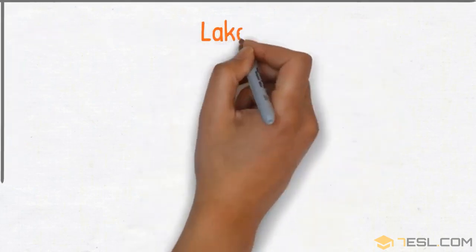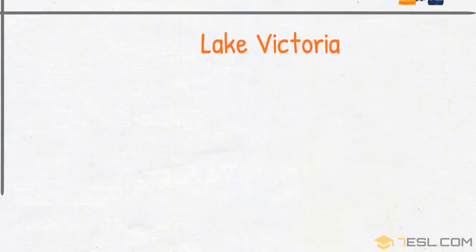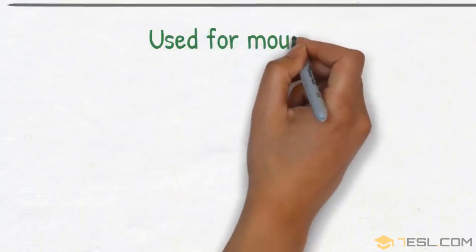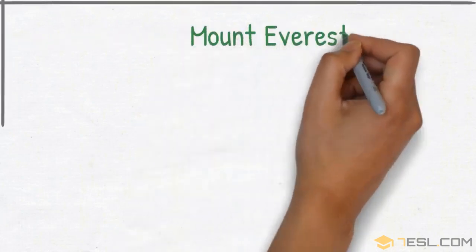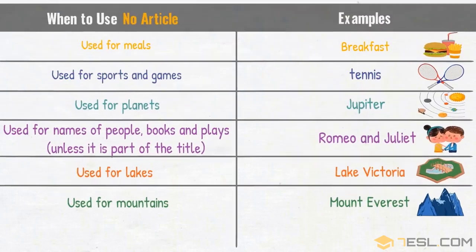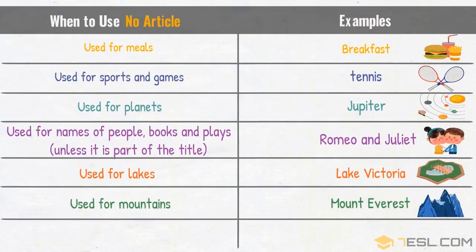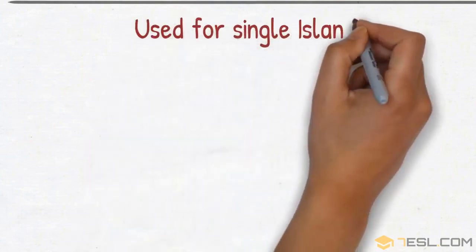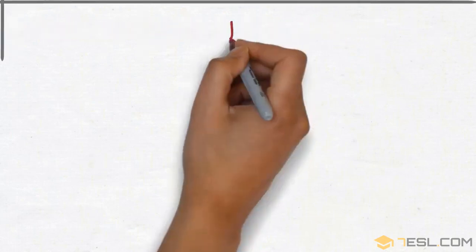Used for lakes: Lake Victoria. Used for mountains: Mount Everest. Used for single islands: Jamaica.